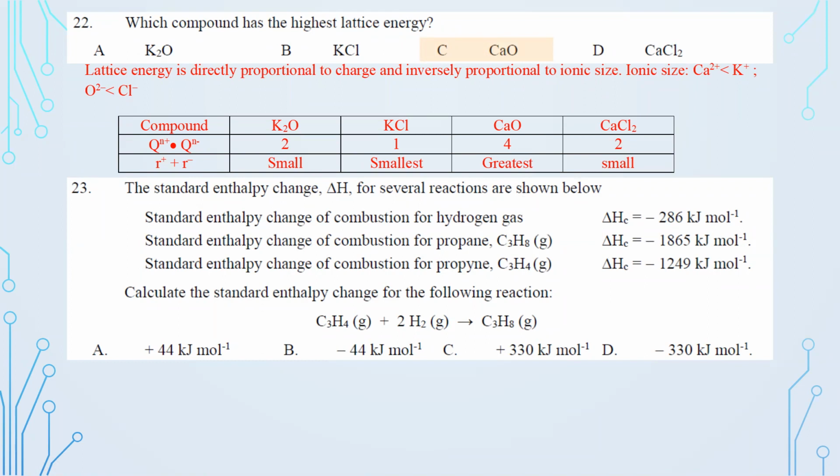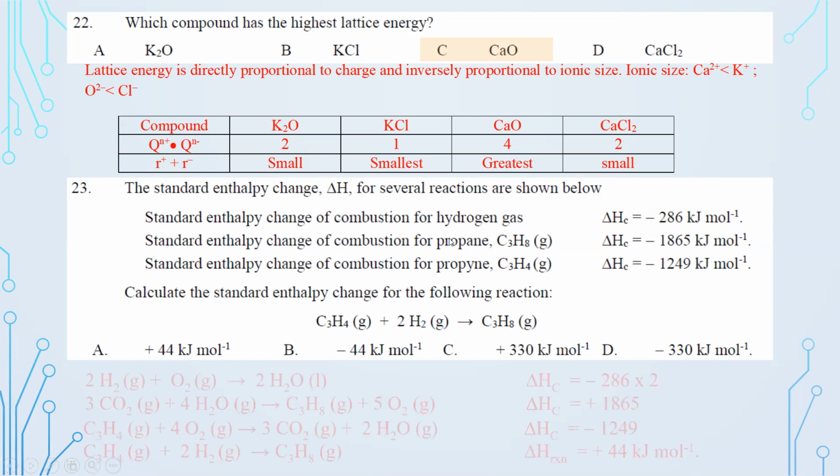Standard enthalpy changes of several reactions are given below. Combustion of hydrogen gas is negative 286, and the combustion of propane C3H6 is negative 1865. Enthalpy change of combustion for propane C3H4 is negative 1249. So calculate the standard enthalpy change of the following reaction: C3H4 plus 2H2 gives C3H8.